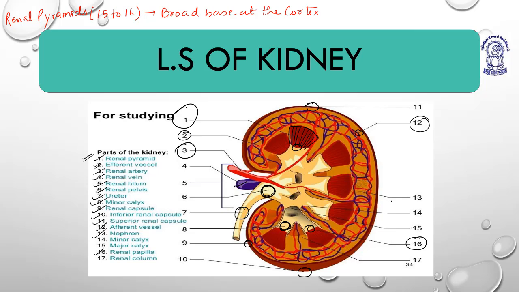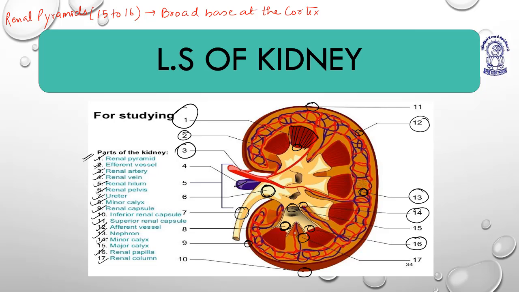Thirteenth, nephron. Fourteenth, minor calyx. Fifteenth is the major calyx. Minor calyx merges into major calyx. Sixteenth is the renal papilla, already done. Seventeenth is the renal column of Bertini. These are the renal columns of Bertini.